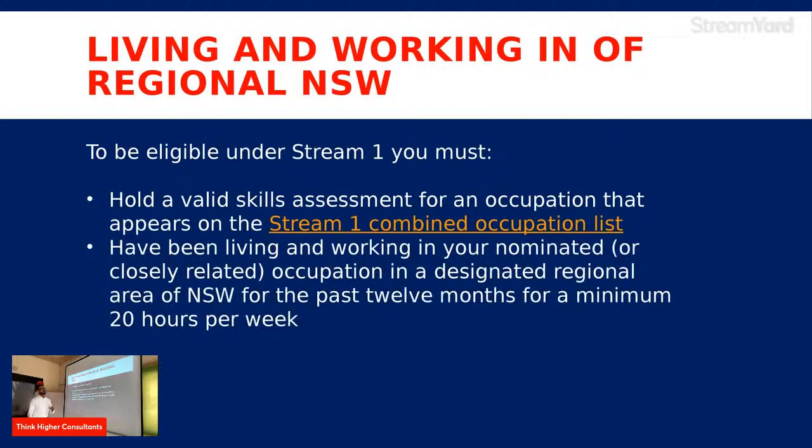So now this is living and working in regional area. Sorry for the typo. Anyway, to be eligible under stream 1, hold a valid skill assessment for an occupation that appears in the stream 1 combined list. So you need to be in a list for this one. You must be living and working in your nominated occupation in regional New South Wales. Again, अगर आप accountant हैं तो आपने accountant ही काम करना है regional New South Wales में in order to meet this one.